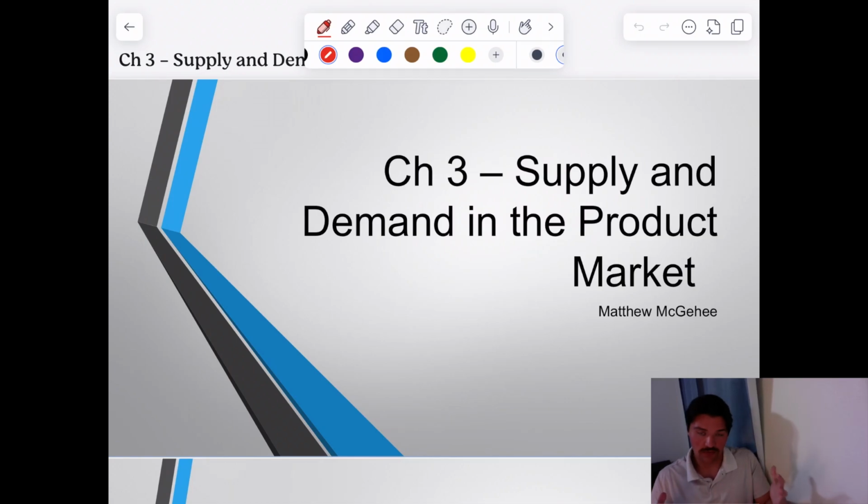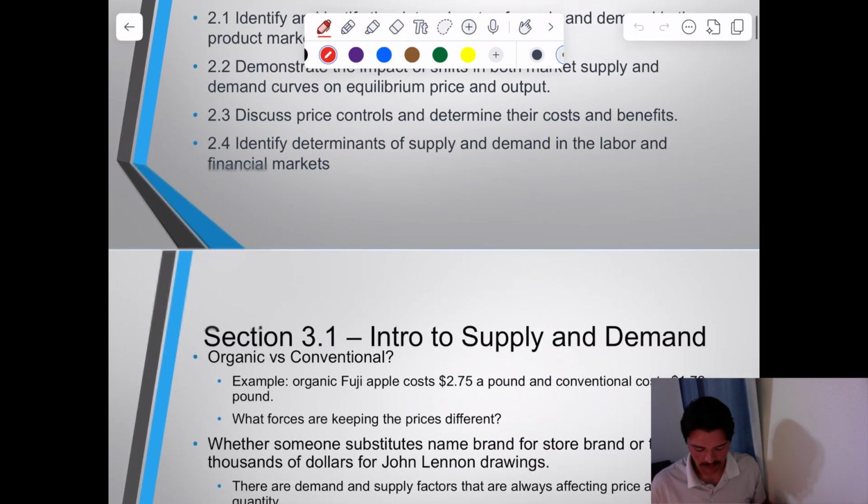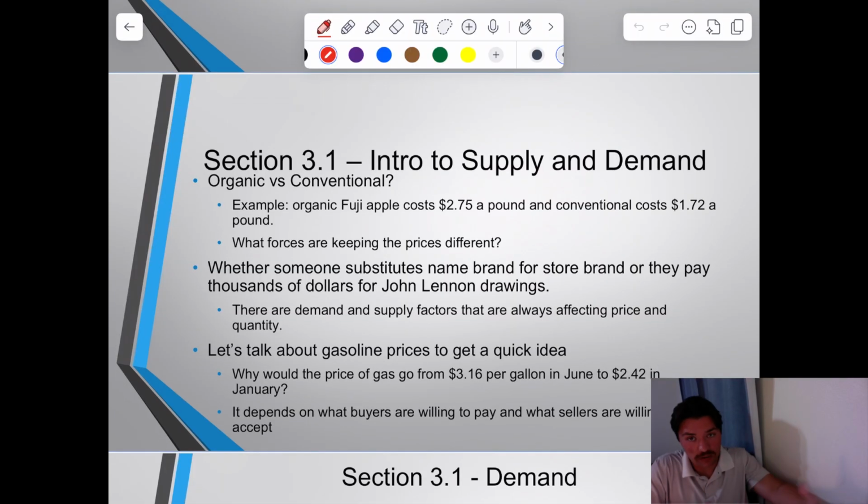Now let's get into supply and demand factors in the product market. So when we're talking about the product market, really we're talking about the things that we go to the store and buy. So real quick, let's talk about the difference between something that's organic, like an organic apple, versus just like the regular apple right next to it. For example, organic Fuji apples are costing $2.75 a pound, and the regular conventional ones cost $1.72.